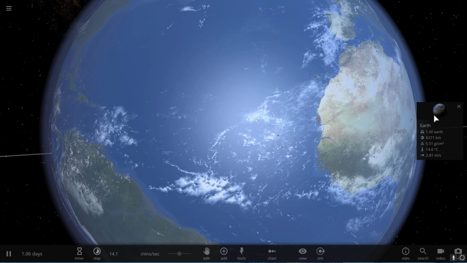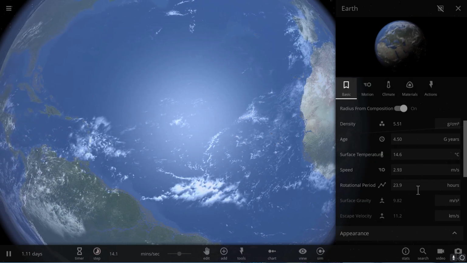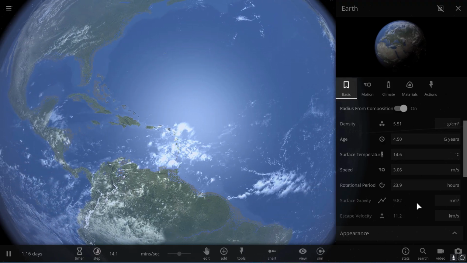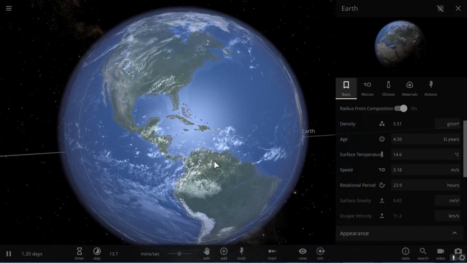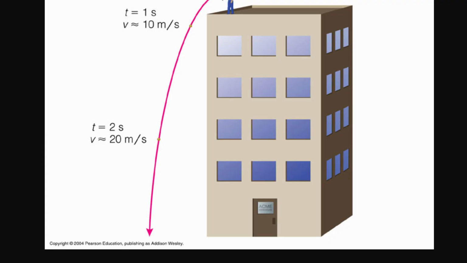So what we may already know about gravity is that on Earth, the gravity is defined as approximately 9.81 meters per second squared. What this means is that if I were to drop an object from, for example, a roof right here and have it fall toward the ground, it would be increasing its speed by about 9.8 meters per second every second. So after 1 second, it would be approximately 10 meters per second, and then after 2 seconds, it would be 20 meters per second.